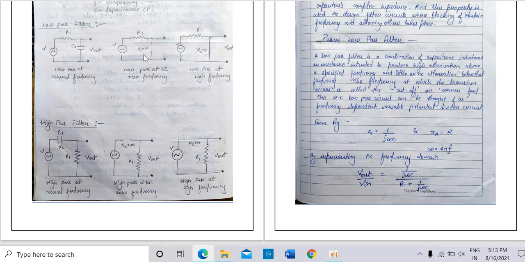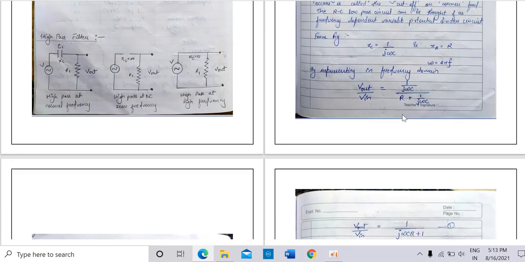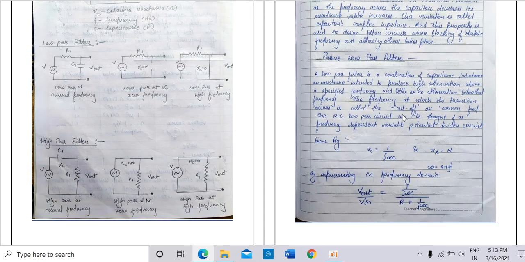I've drawn some basic circuits for the different frequencies. Then I have written about the low pass filter. By using a low pass filter we can eliminate the high frequency. We have assembled the resistance and capacitance values to design this low pass filter.